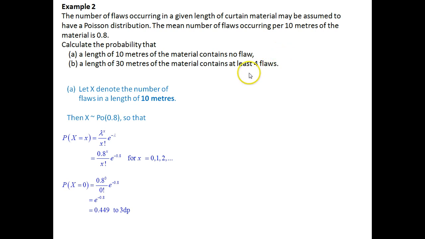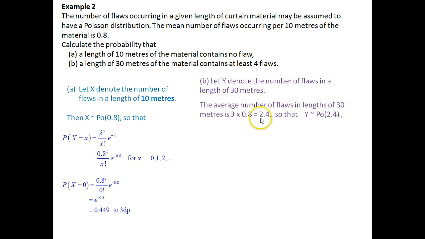Part B. Now we've got a length of 30 meters, and we want the material to contain at least 4, so 4 or over. But for 30 meters, we need to multiply the mean, our parameter, by 3. So our new lambda is now 2.4. So for 30 meters, Y is distributed with Poisson distribution of 2.4.